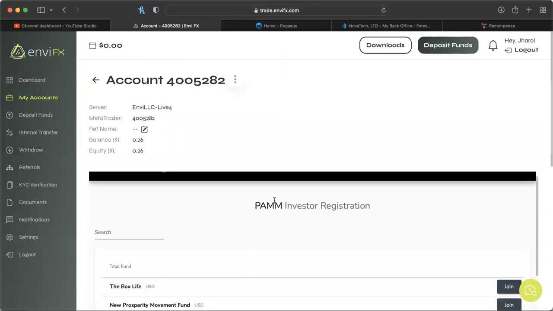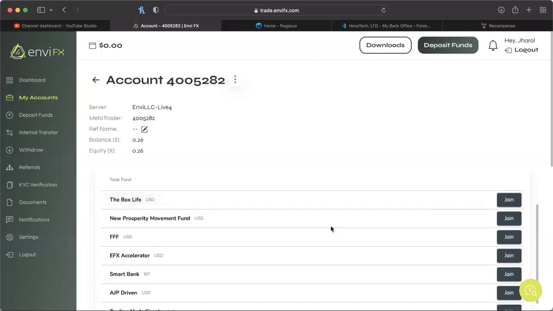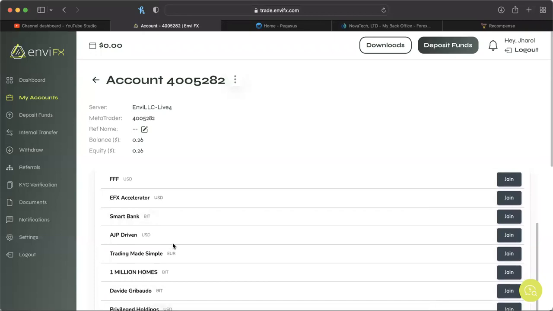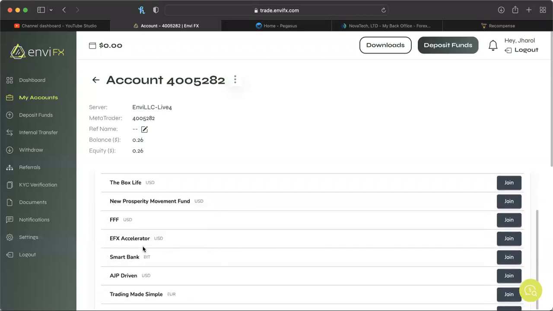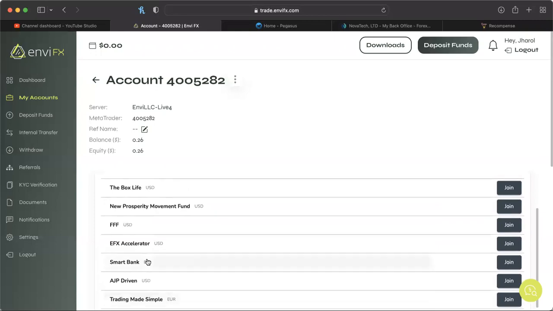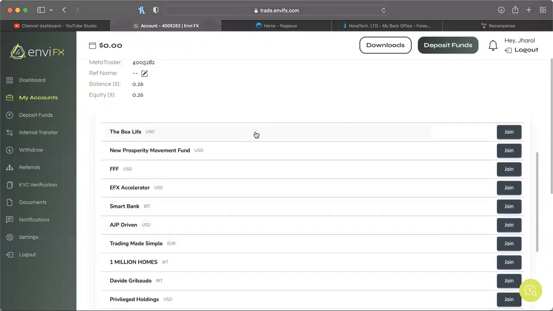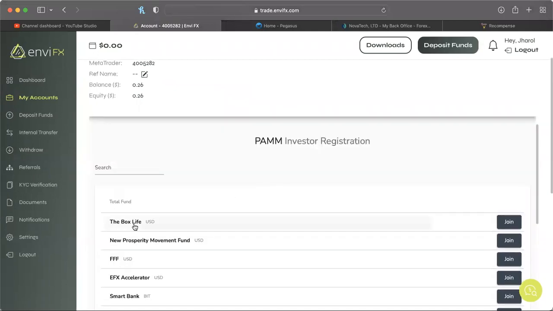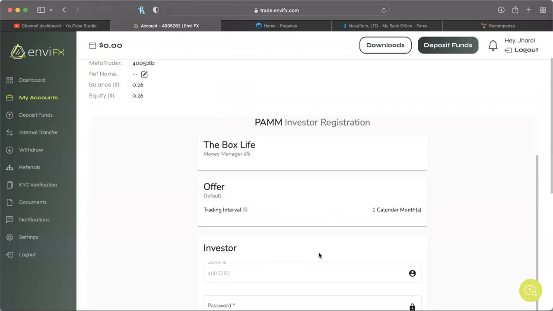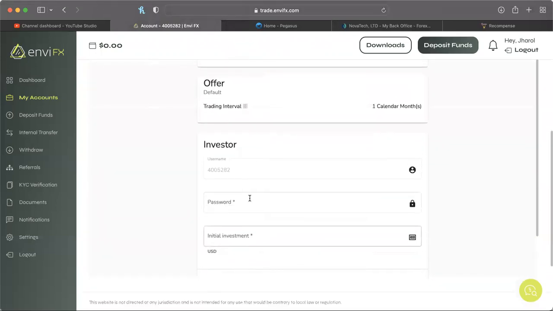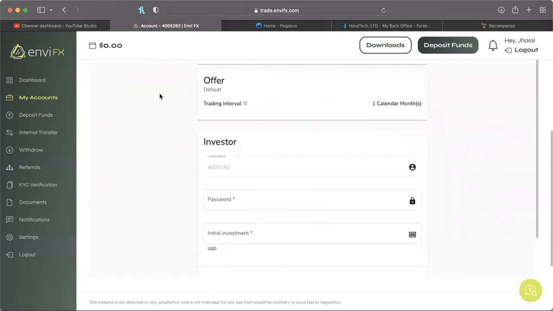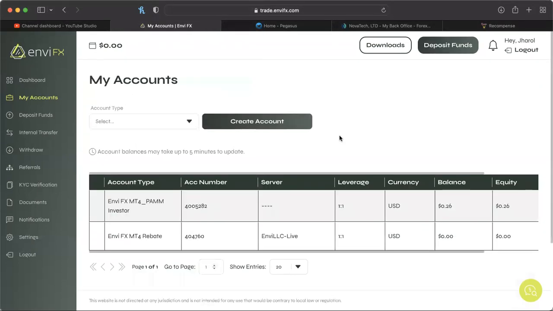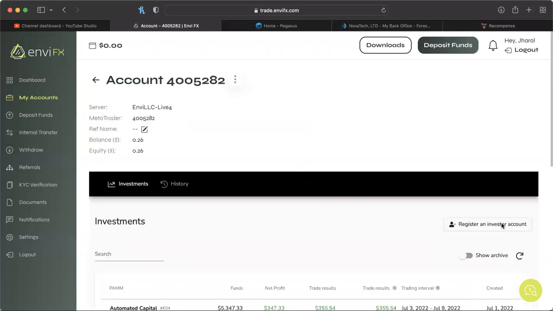So to find it, of course, you want to click on register PAMM account. And as you go down here, we find automated capital. Now, like I said, there are many different PAMM accounts that you can choose from. All right. In FXSWAY, they show you the amount of money that's in each PAMM account. This doesn't exactly go into that. So say if you wanted to choose the box life, if you come in here, what it should do is give you what it is that they're offering and some details about how much their fees are, different stuff like that. That doesn't do that.